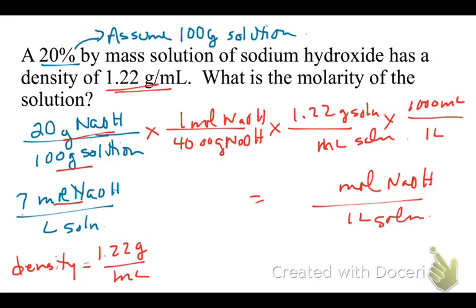So 20 over 100 divided by 40. I get 6.1. Okay, this 20% is really 1 sig fig, so I guess we should say it's 6 molar sodium hydroxide. All right, so that covers 2 examples and some definitions. Okay, there we go.